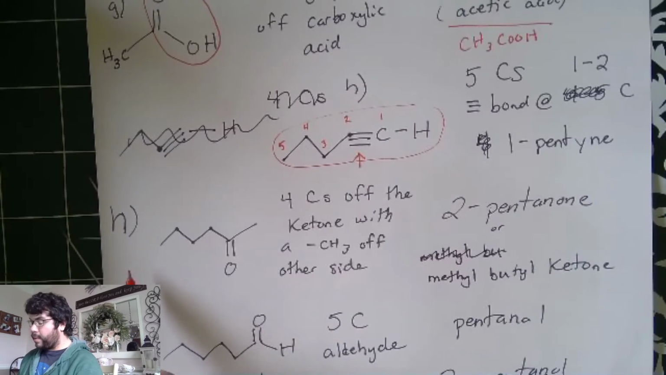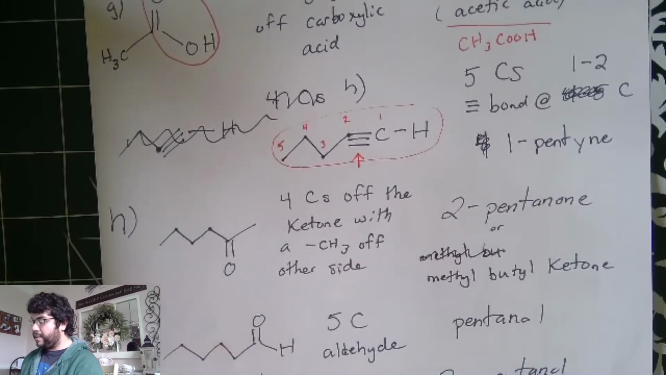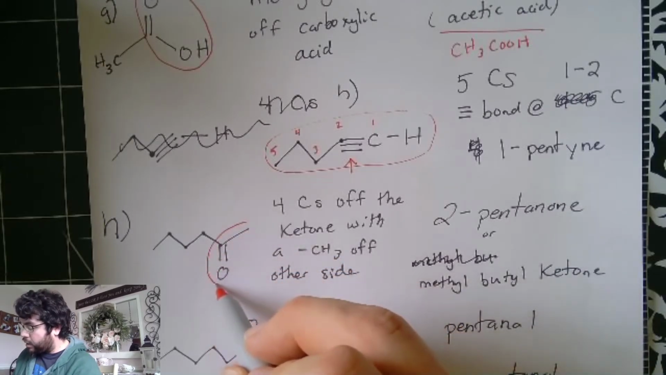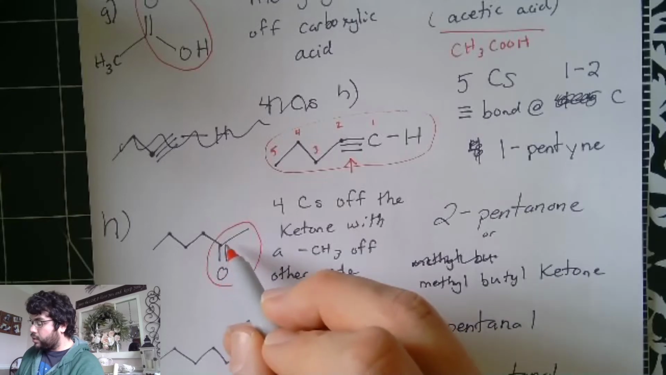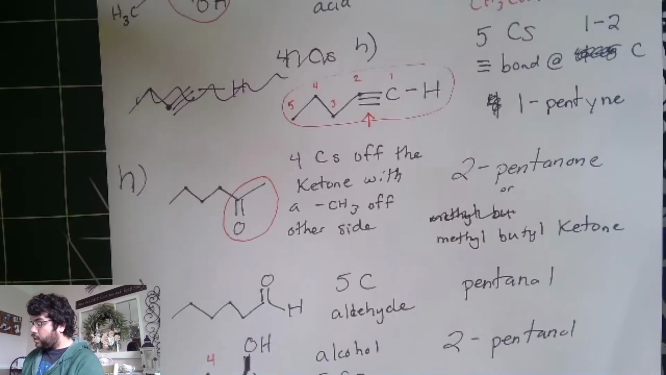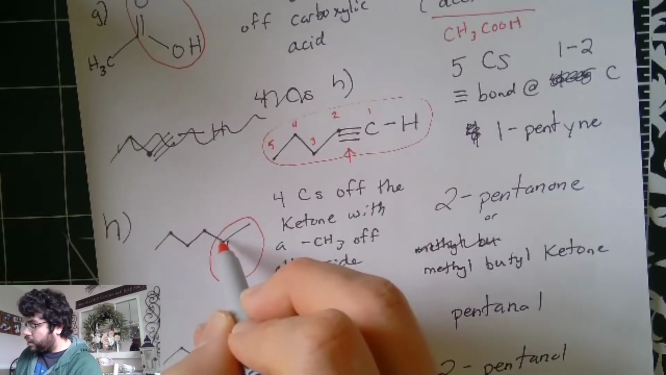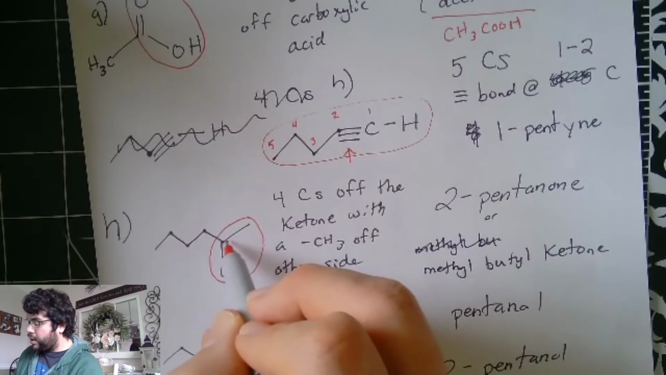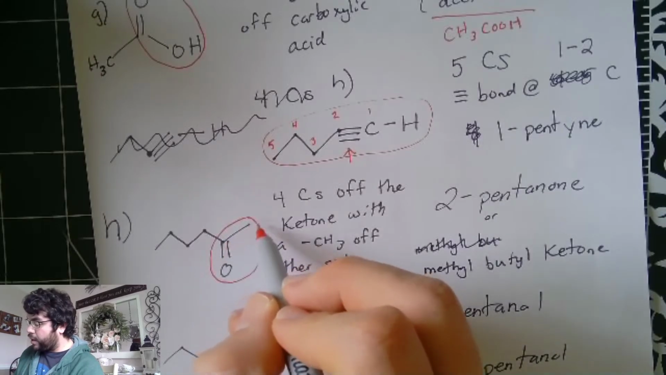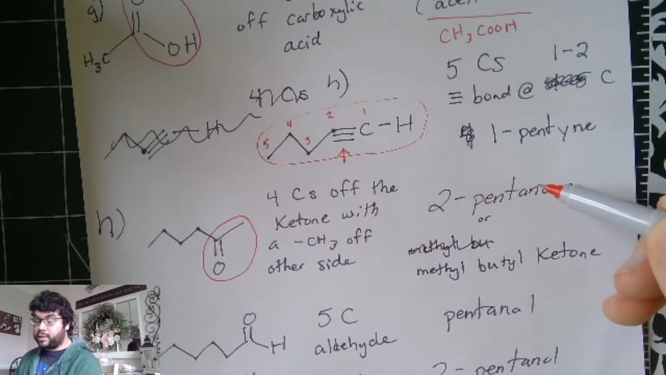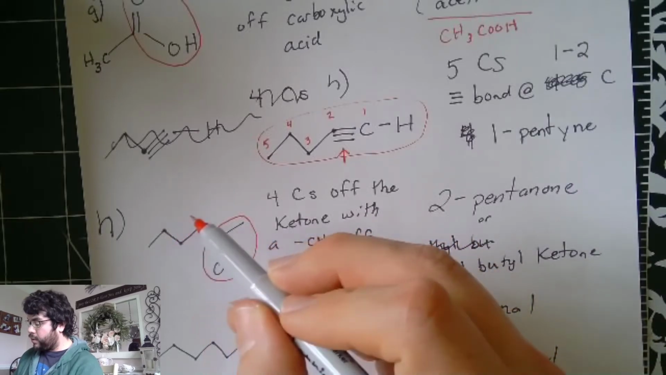The next one, which I'm going to call H, but I think it's actually I. We have another compound here, and it is a ketone. How do I know it's a ketone? I have this right here. I've got that carbon with a double bonded oxygen, and then I've got a methyl group off to the side there. So there are 4 carbons coming off of the ketone with a methyl group on the other side of the ketone. So we're going to call this 2-pentanone. 2-pentanone. 1, 2, 3, 4, 5.